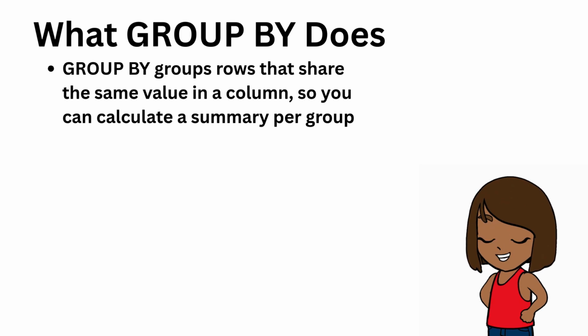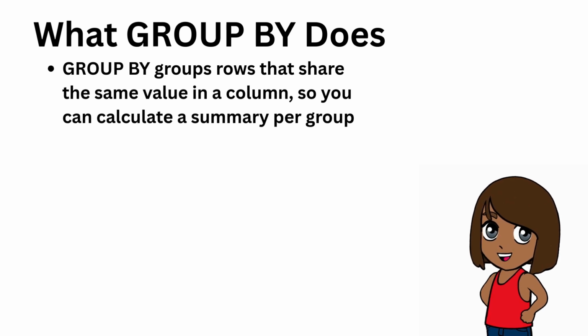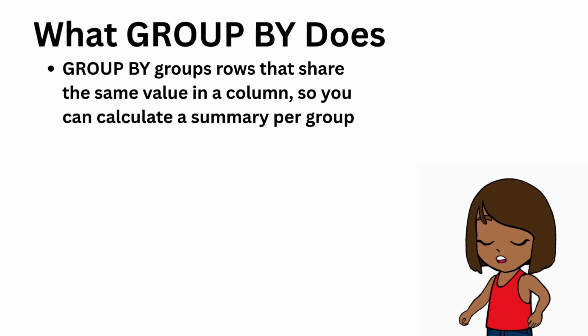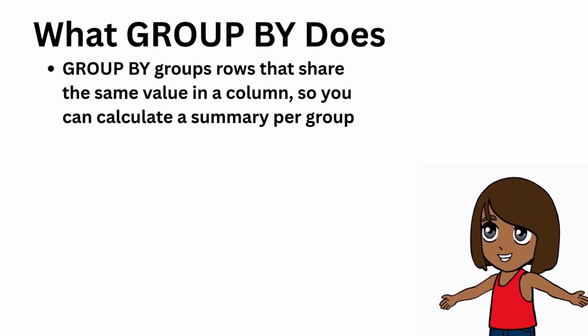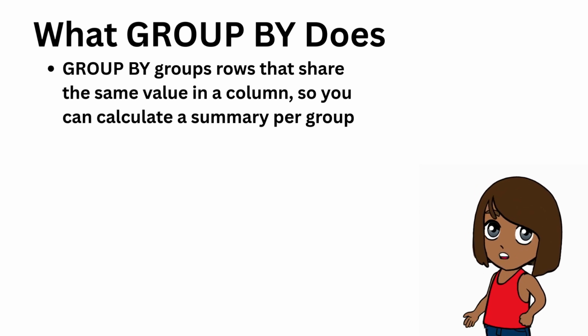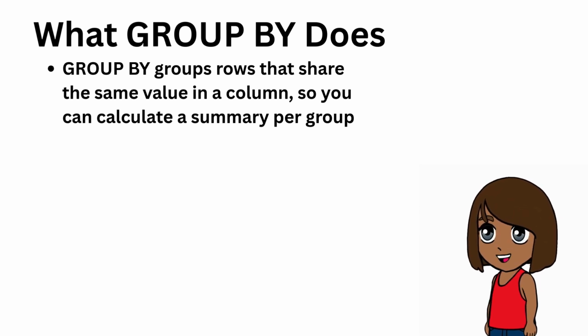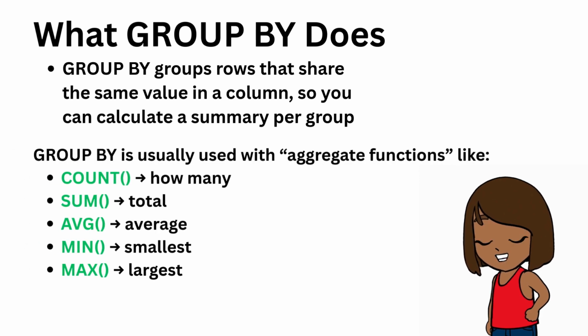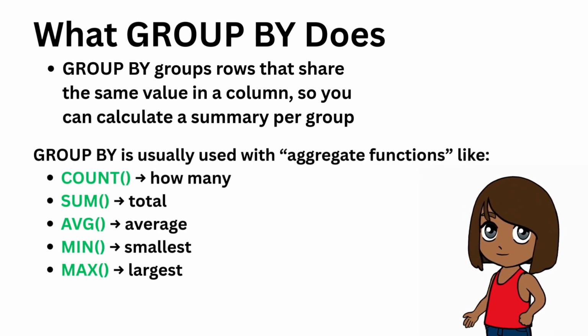Group by groups rows that share the same value in a column, so you can calculate a summary per group. So instead of seeing every single customer, you can summarize by state, city, age group, sign up year, and more. It is important to note that group by is usually used with aggregate functions like count, sum, average, minimum, and maximum.